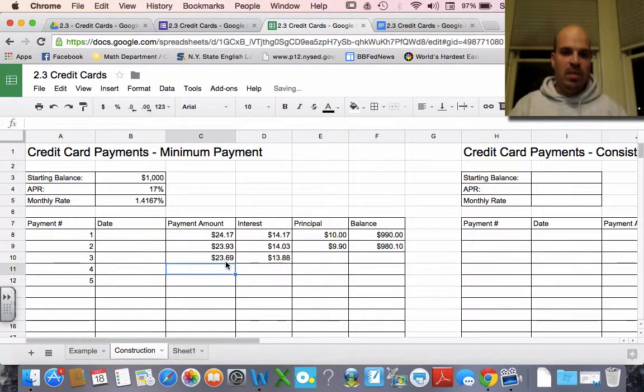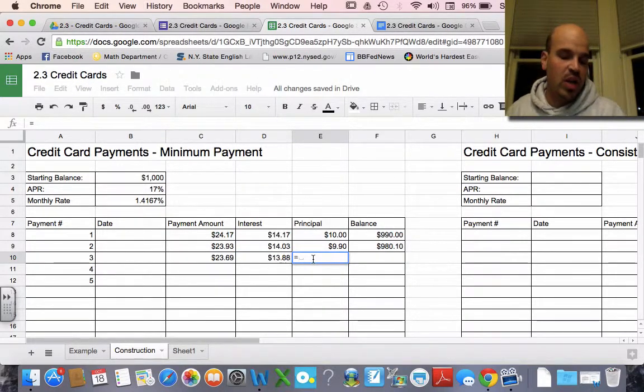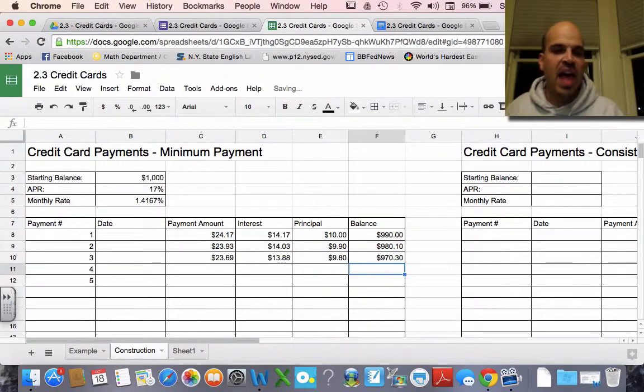So now my payment's a little less. This is my minimum payment. And my interest was $13.88. So the money that goes toward the principal is the difference between the two: my payment minus the interest, which the bank is taking and putting in its pocket. I get $9.80. And now this equals my balance minus this value. And I get that.